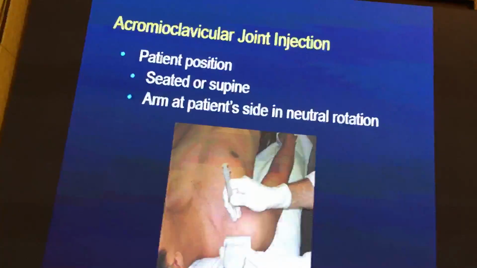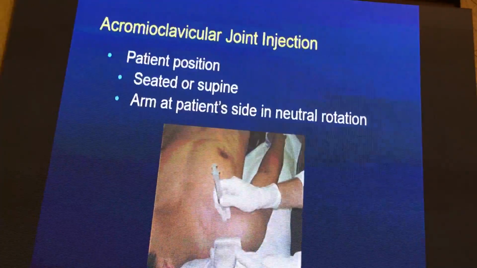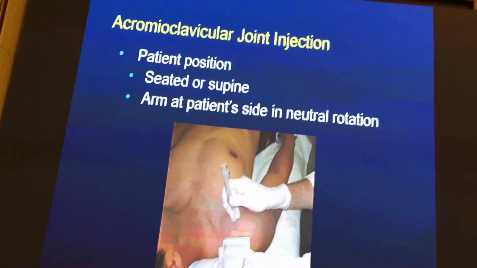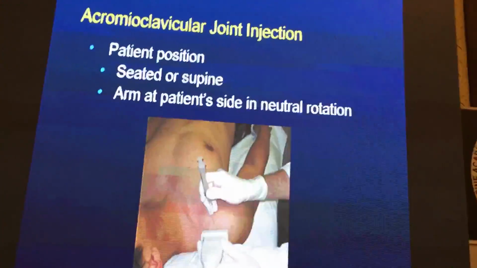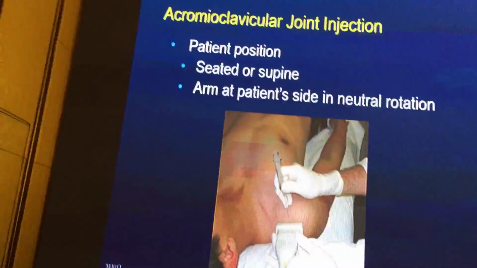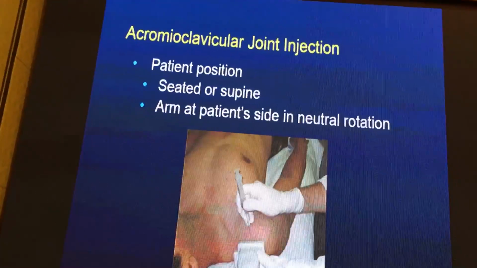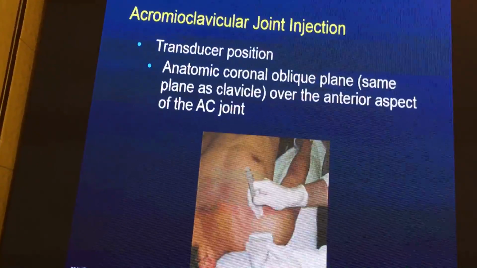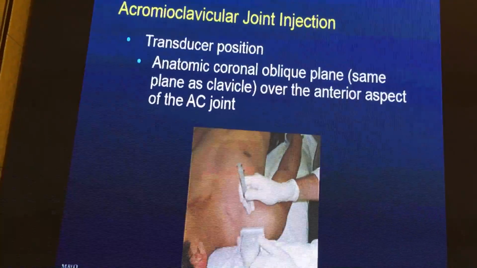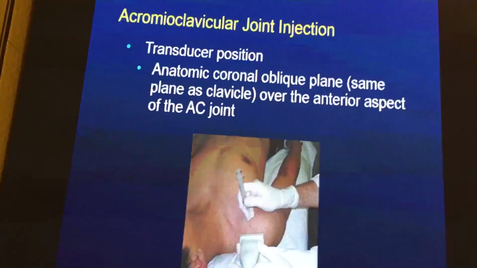The acromioclavicular joint injection, there are 3 or 4 different ways of doing it. I'm going to show you one. It's actually not the one that I typically do now, but this is the one that we used to do, and it's the most common one that's taught. So we have the patient in a supine position. We have their arm in a neutral position, and we put the transducer over the top of the AC joint.